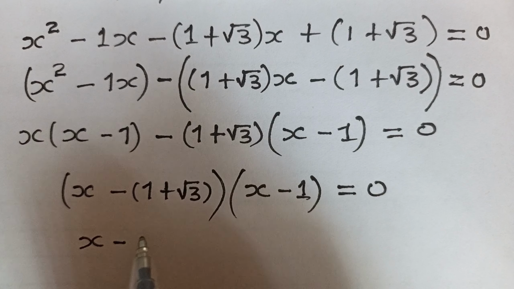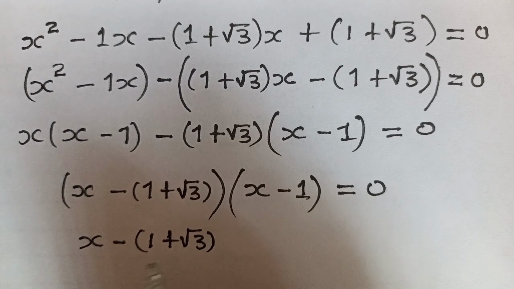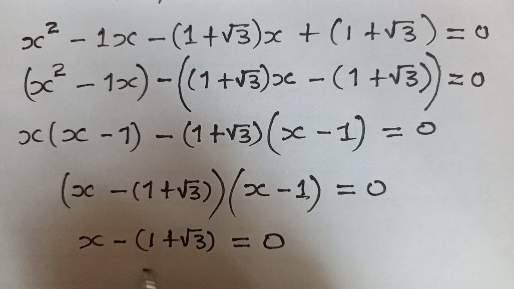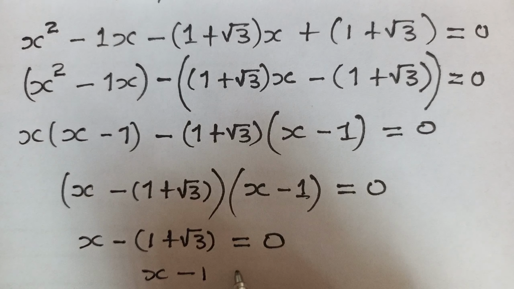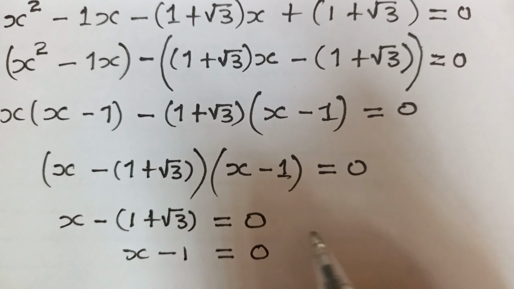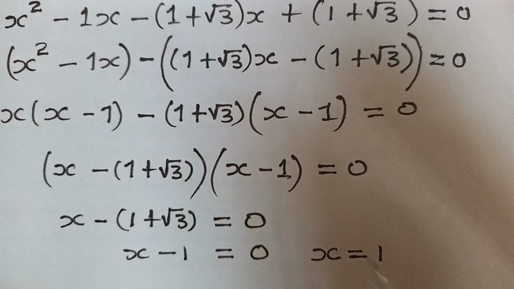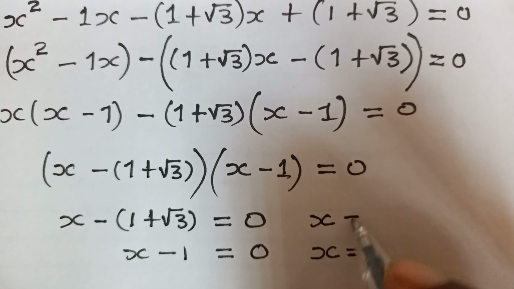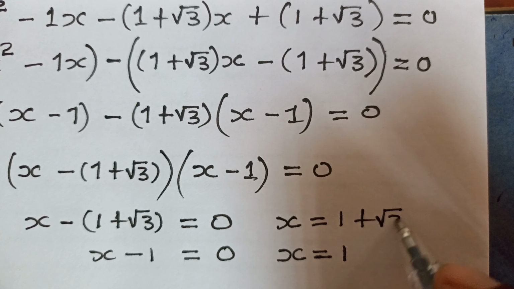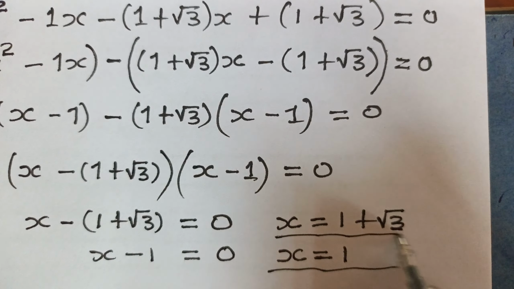And therefore, guys, either we have x minus (1 plus root 3) equals to 0, or x minus 1 equals to 0. Therefore, for this case, x minus 1 equals to 0, we shall have x is equals to 1. And for this other case, we shall have x is equals to 1 plus square root of 3. And so therefore, guys, these are our two solutions.